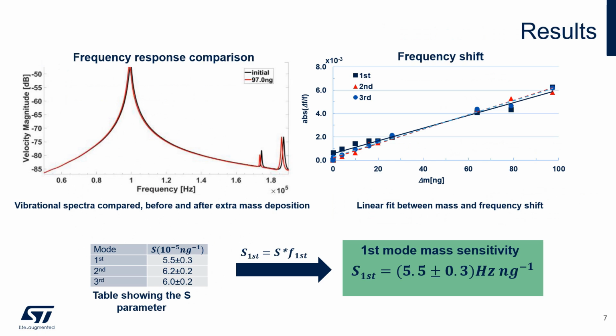The complete set of the acquired data is reported here in the picture on the top right side, where the frequency shift data for the first three resonant modes at different loading steps are reported. We reported the parameters in the table, and according to them, we can derive the sensitivity for the first three modes. In particular, focusing on the first mode, we get a mass sensitivity of 5.5 Hz per nanogram, that is coherent with the data present in literature.